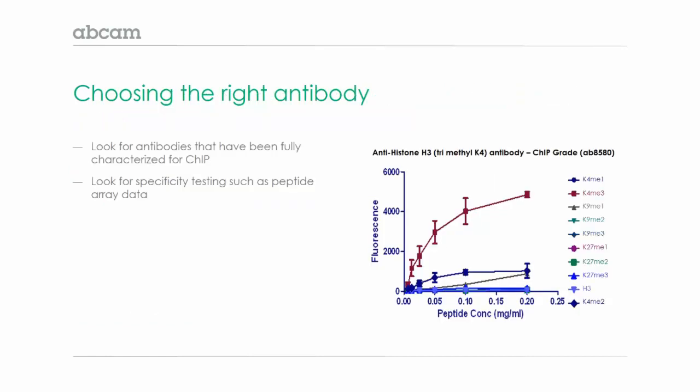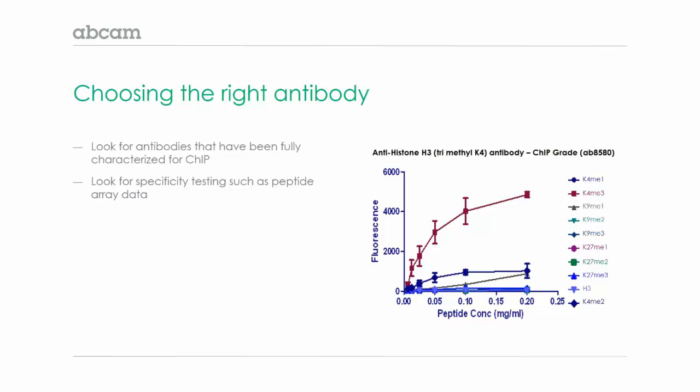I'll start with optimizing your protocol by going over how to choose the right antibody. Most antibodies will not work for ChIP, so a good place to start is to look for antibodies that have been fully characterized for ChIP. You should also look for specificity testing, such as peptide array data.